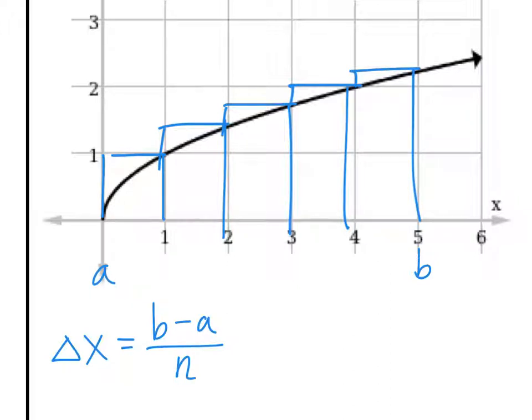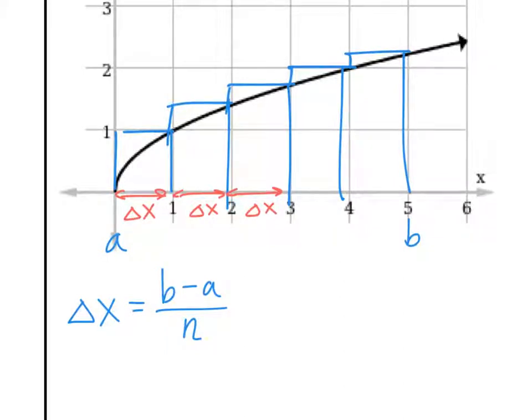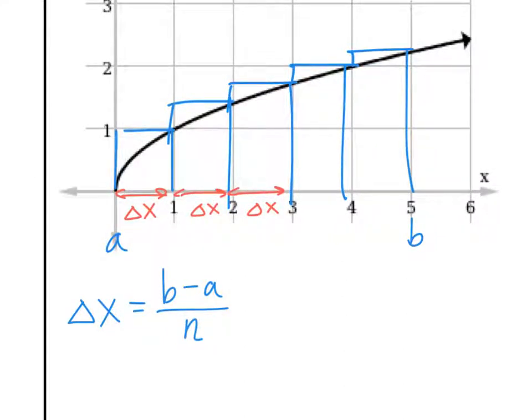Okay, so then this length is delta x. This length is delta x. This length is delta x, and so on, right? So the Riemann sum tells us we're going to take the base times height. So now we need to figure out the height so that we can multiply them together. And this time we're going to use the right-hand Riemann sum, so we're going to take the height of the right-hand side.